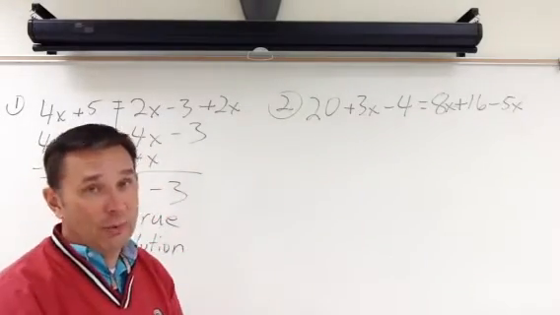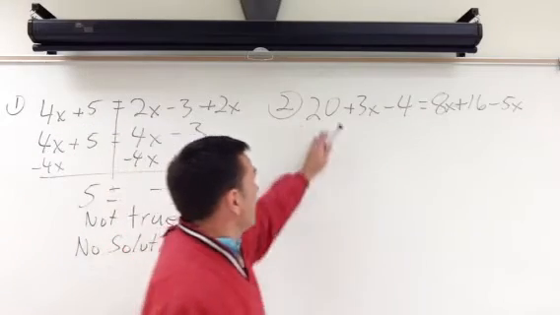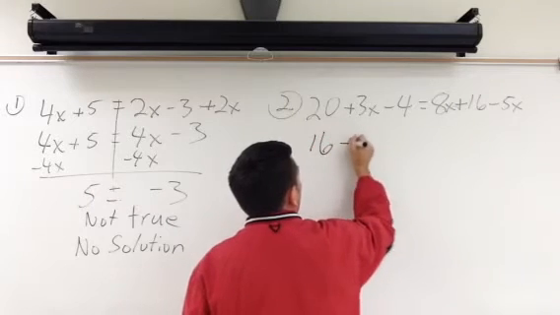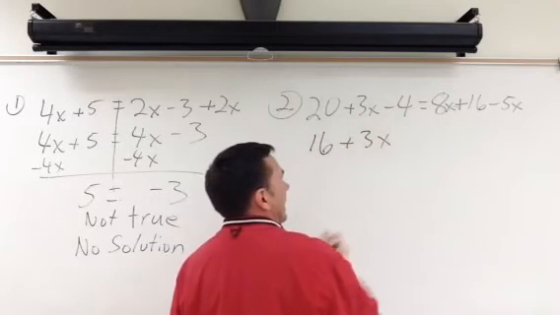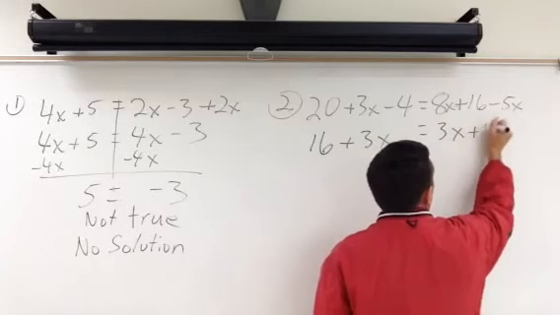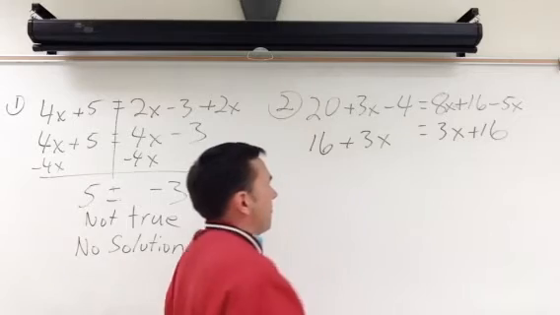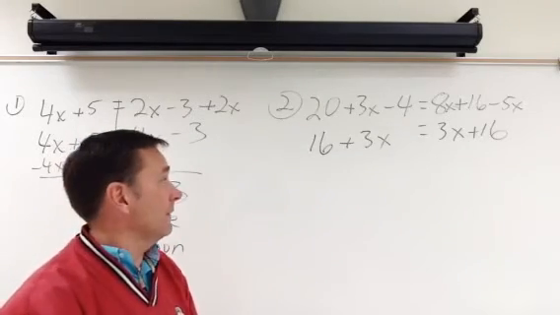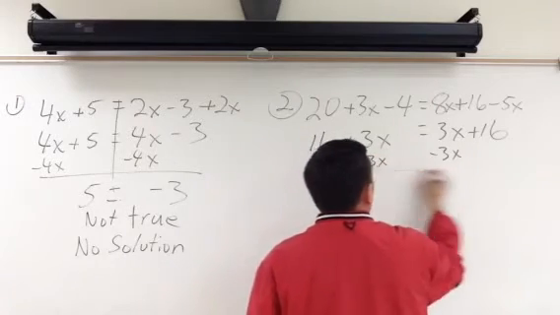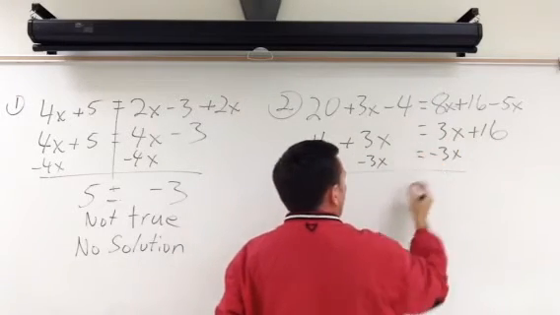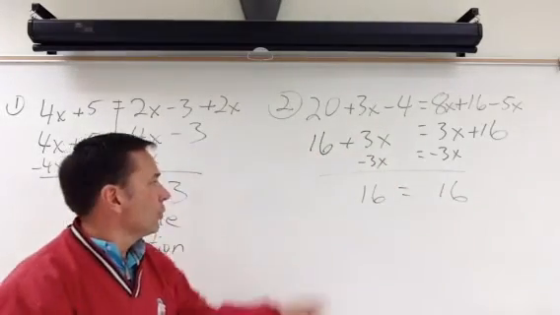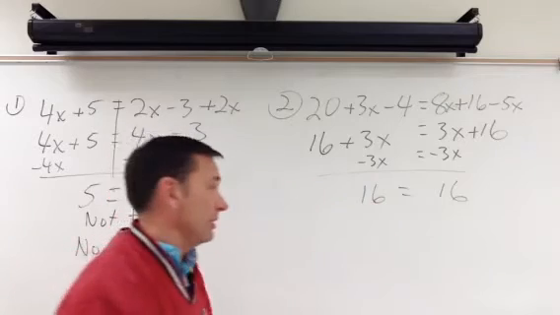Now I want to compare it here to number 2. Again, I'm going to look to combine like terms. The 20 minus 4 is 16. Copy down the 3x. Combine 8x minus 5x and get 3x plus 16. I now want to add opposites again. I want to add negative 3x to both sides. Here again, both sets of variables get canceled. But what's different here is we have 16 equals 16.